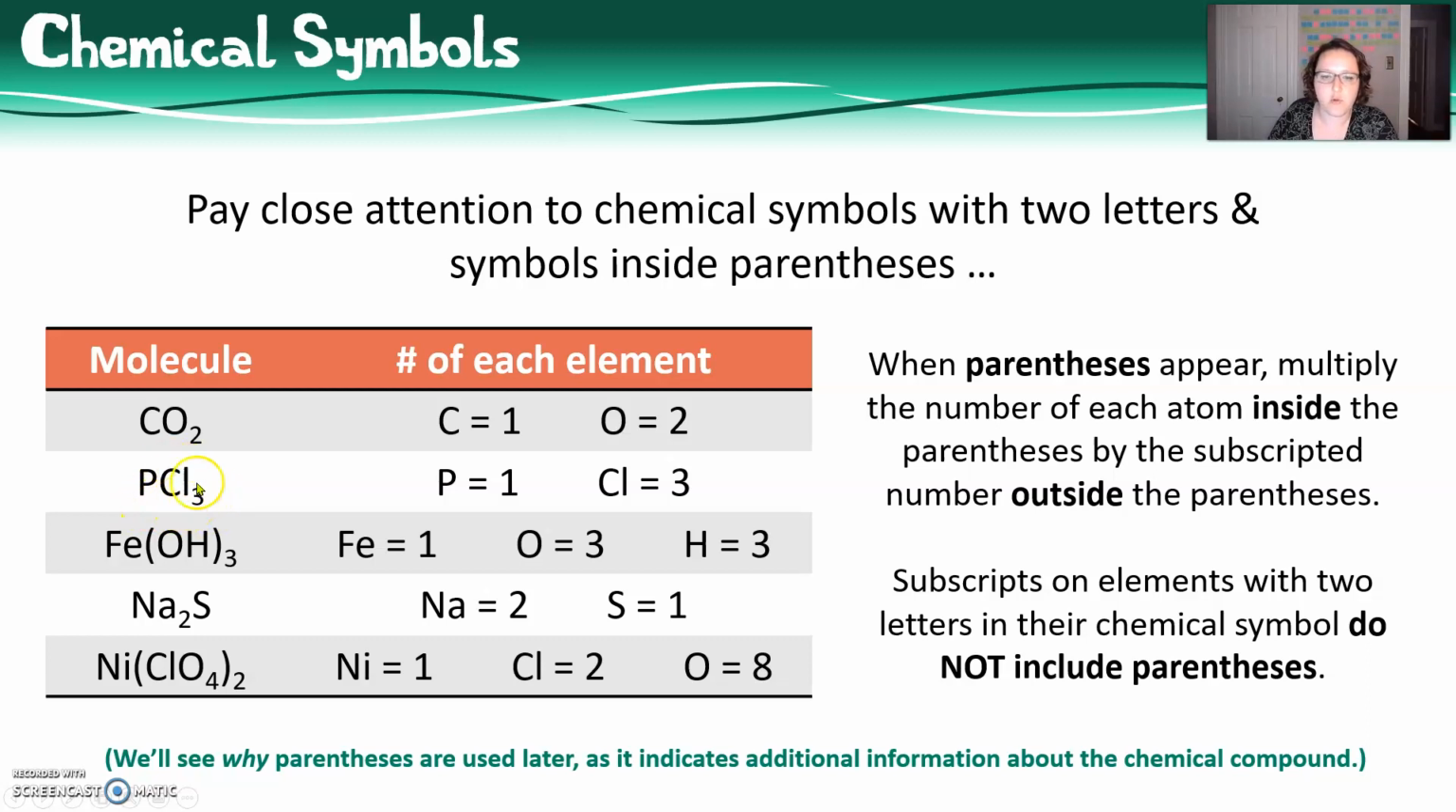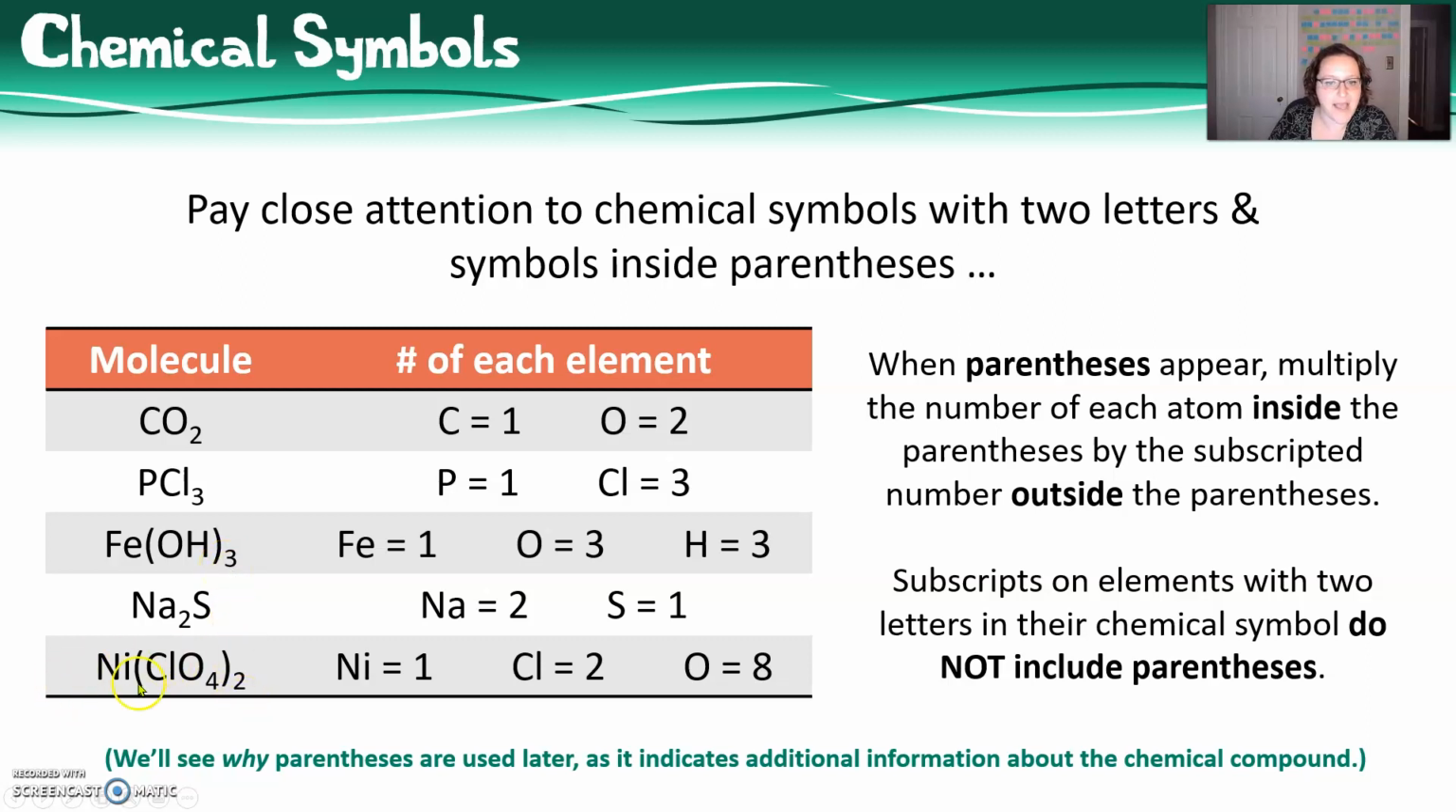Note here that chlorine uses 2 letters, so we want to make sure to interpret this as a capital C and a lowercase l, not an I with the subscript 3. For FeOH3, the OH group is present in the molecule 3 times, which is indicated by the subscript 3. Therefore, there are 3 oxygens and 3 hydrogens present in the molecule.